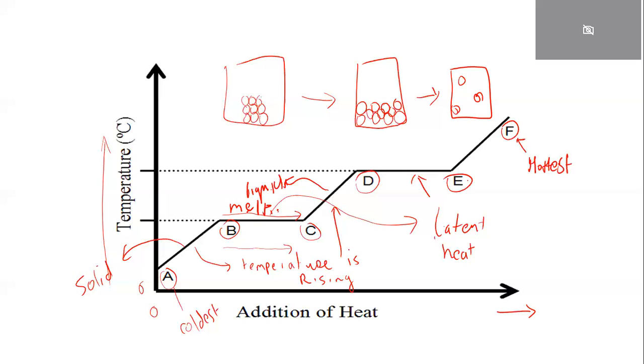Sorry, this pen doesn't want to do what I'm asking it to do. Melting. Then we've got another period of heating, and between D and E, we've got another change of state. So between D and E, we've got latent heat, no change in temperature, and we are now boiling.